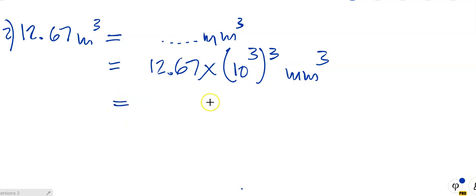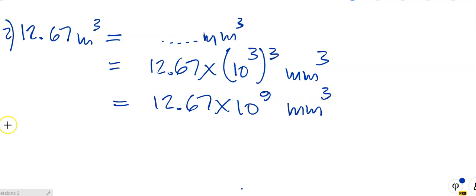And if I tidy that up, that means if I remove the brackets, it becomes 12.67 times 10 to the power, it's not 6 or whatever, it is 9 millimeters cubed. There we go. So 12.67 cubic meters is equal to 12.67 times 10 to the power 9 cubic millimeters. Right. Clean the board, and we're going to do the next example.